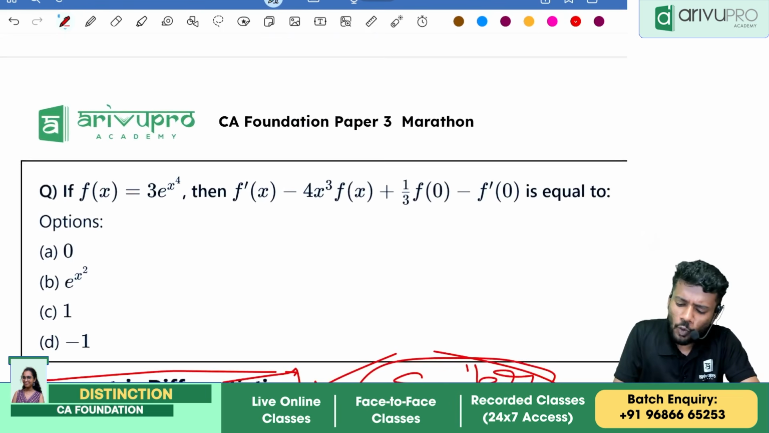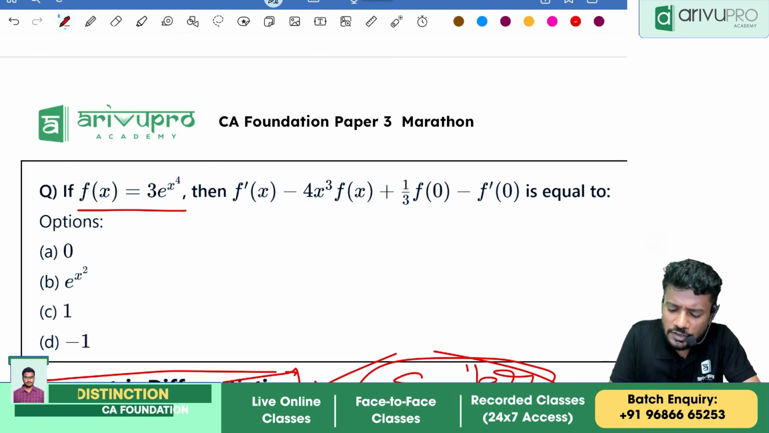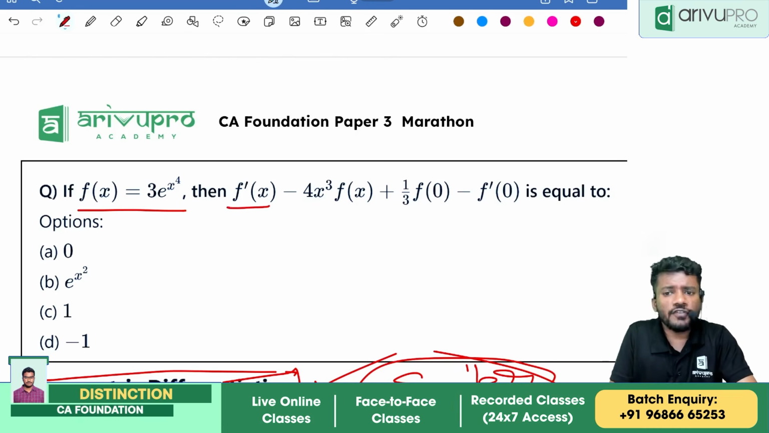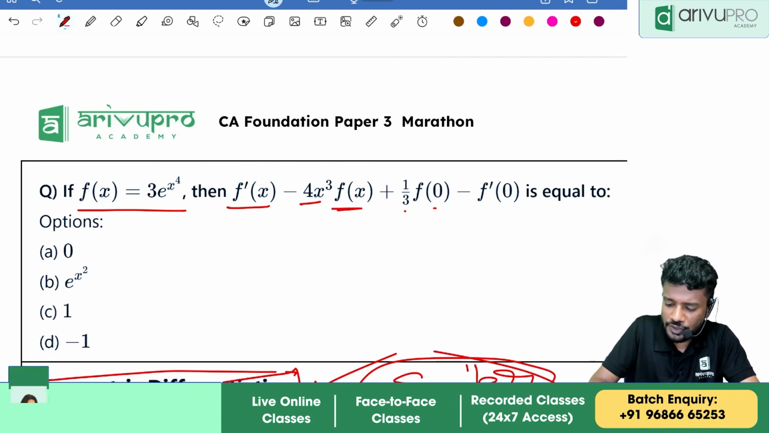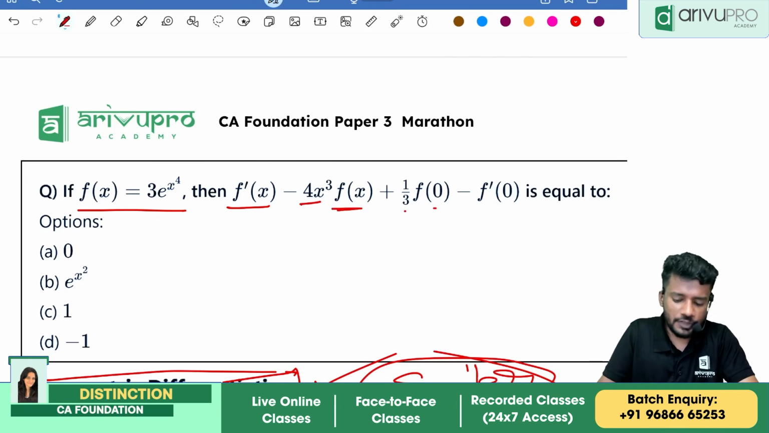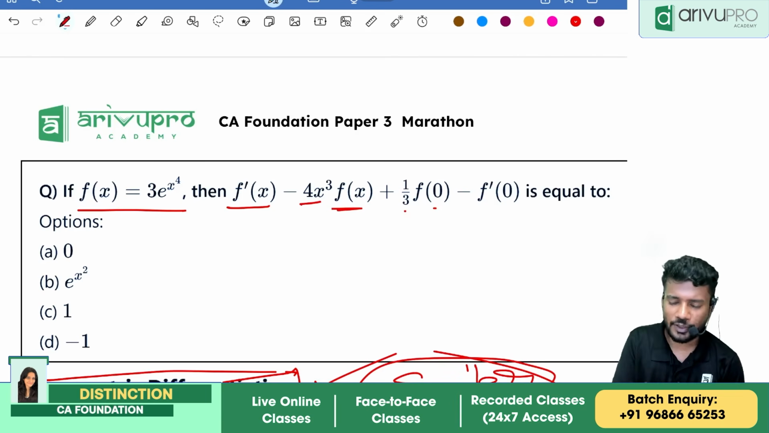Yes. Now, what have they given? They have given us our f of x value. Then they are asking for f dash of x minus 4x cube into f of x plus 1 by 3 f of 0 minus f dash of 0. Now, what all things do we require? First, we require f dash of x.